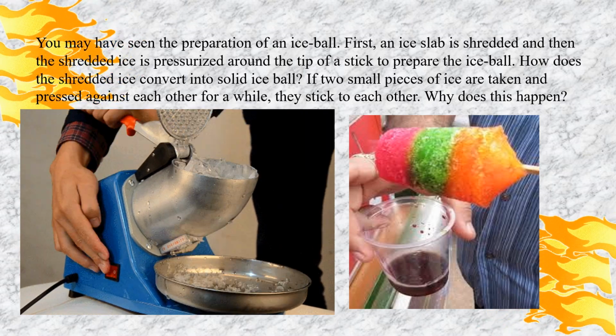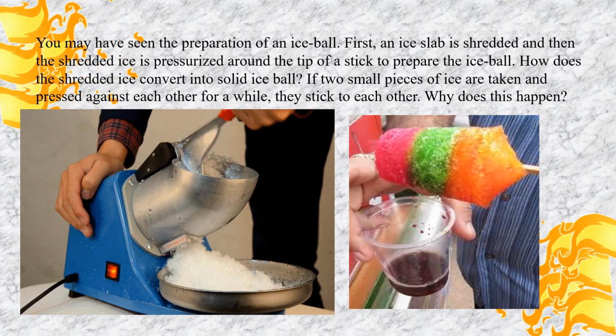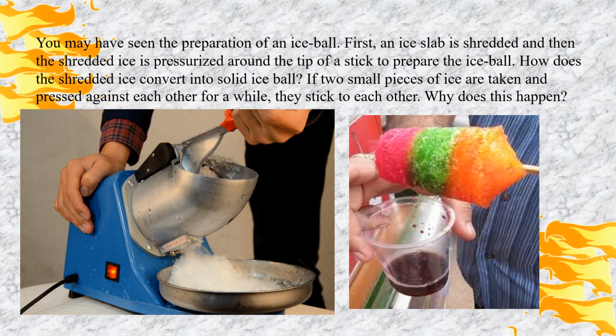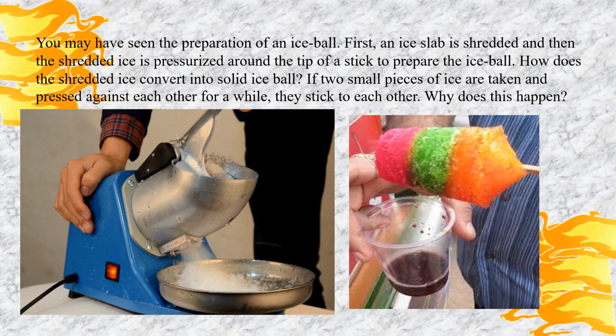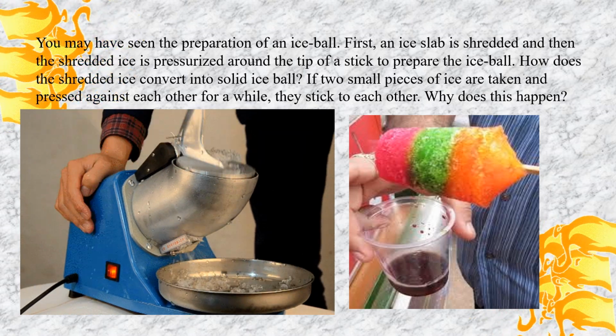So that ice shaving, they put it in a glass and put pressure over it in order to give it a proper shape. Yes or no? You must have seen this preparation of an ice ball. First an ice slab is shredded and then the shredded ice is pressurized around the tip of a stick to prepare the ice ball.